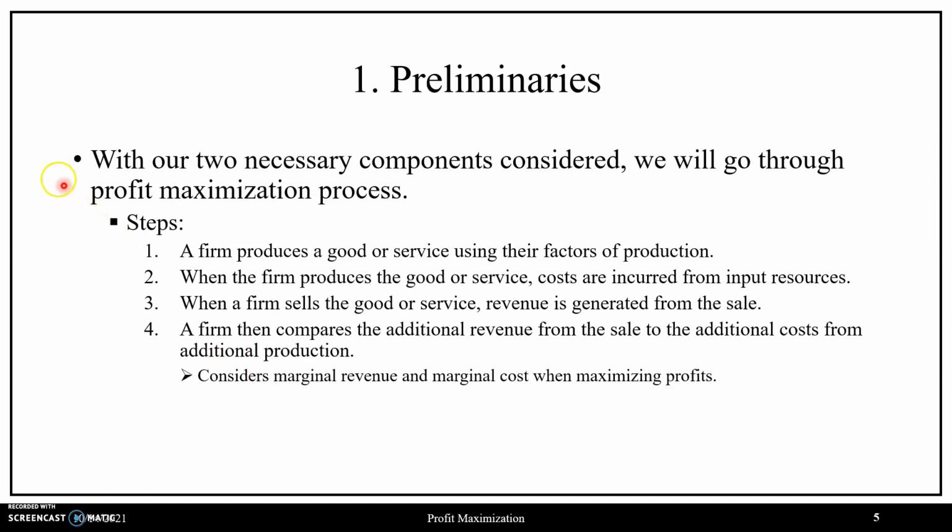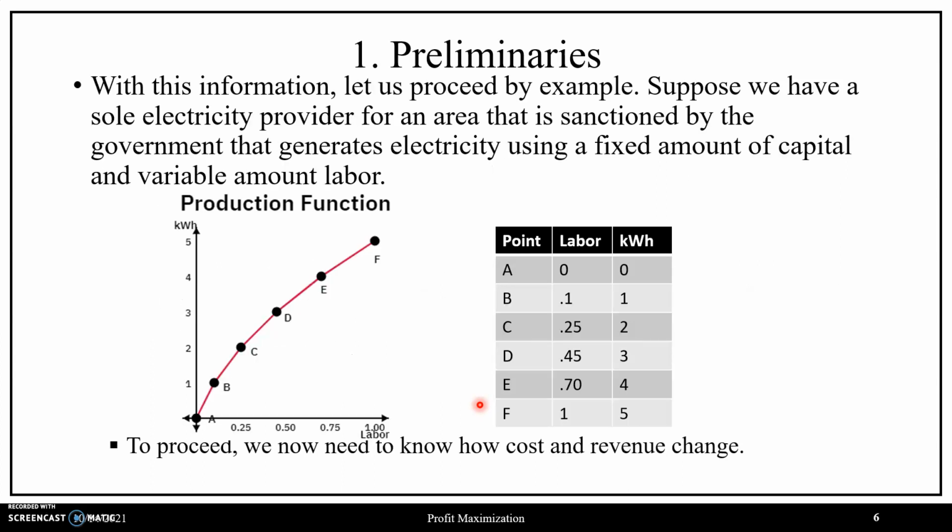So, with our two necessary components considered, we will go through the profit maximization process similar to what we did with the competitive firm. A firm produces a good or service using their factors of production. When the firm produces the good or service, costs are incurred from input resources. When a firm sells the good or service, revenue is generated from the sale. A firm then compares additional revenue from the sale to the additional cost from additional production, such that in the profit maximization process, a firm considers marginal revenue and marginal cost, and they compare the two since they are making a marginal production decision. So with this information, let us proceed by example.